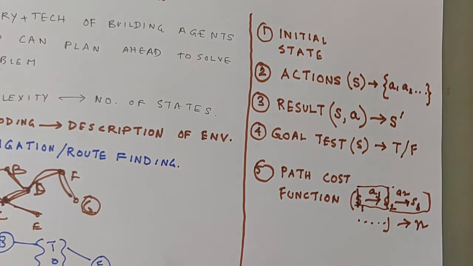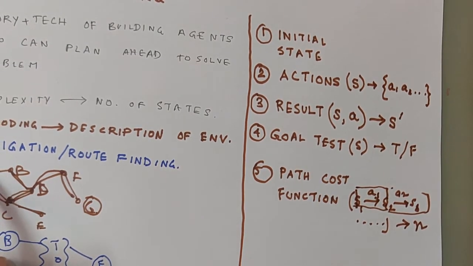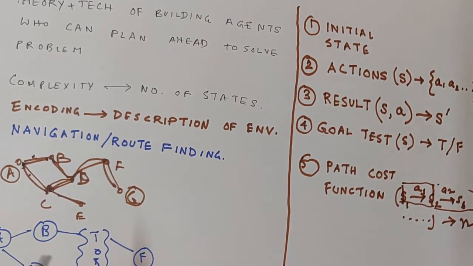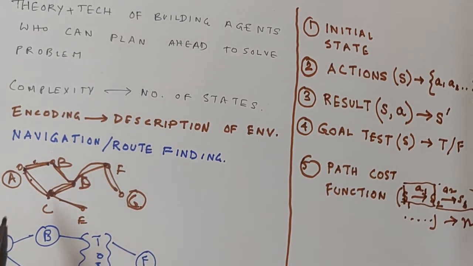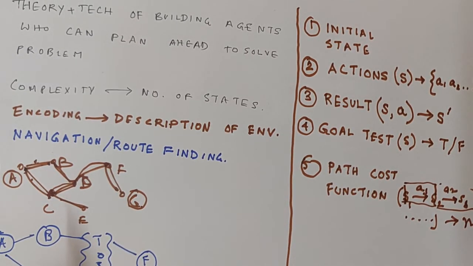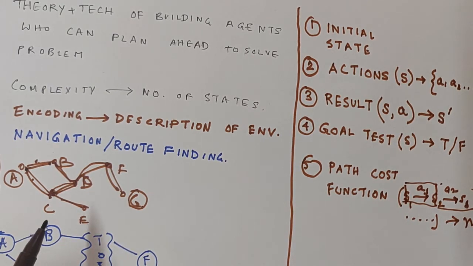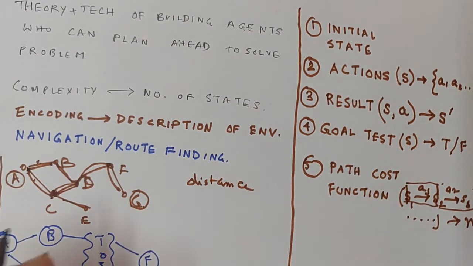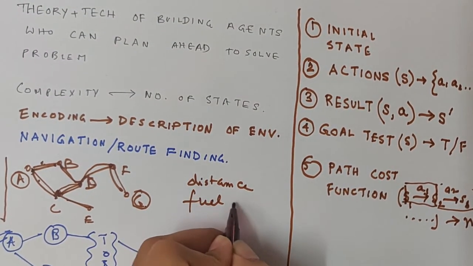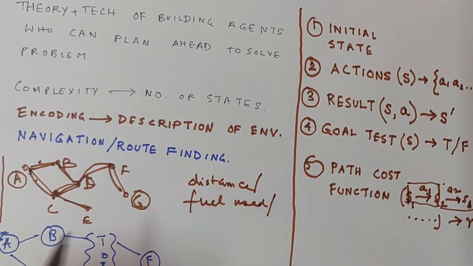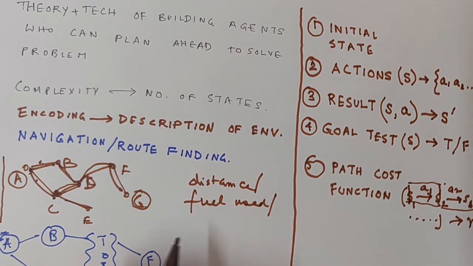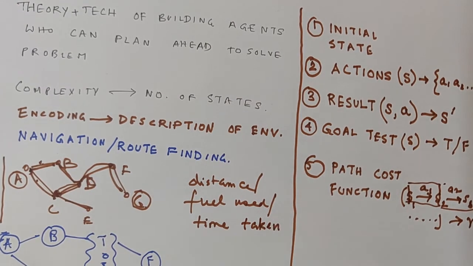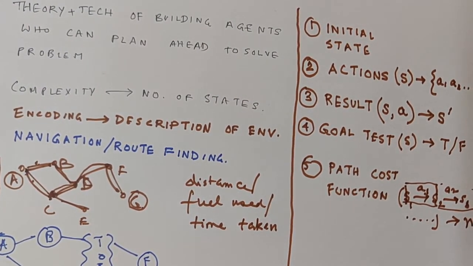Now what is the step cost? For example, for moving from A to B, for a pathfinding problem I am speaking. The step cost can be the distance traveled, it can be fuel used, or it can be time taken.